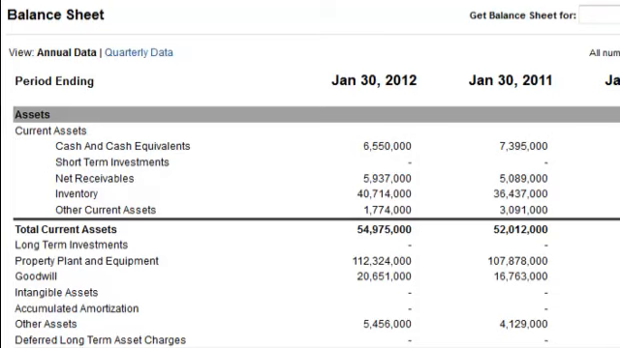Again, you will notice that net receivables or accounts receivable, depending on whatever is listed here, is under the current assets. So we know that, being that it's under current assets, this is money that the company expects to receive within a 12-month period, 12 months or less. Okay, anything that's under current assets would fall into that category.